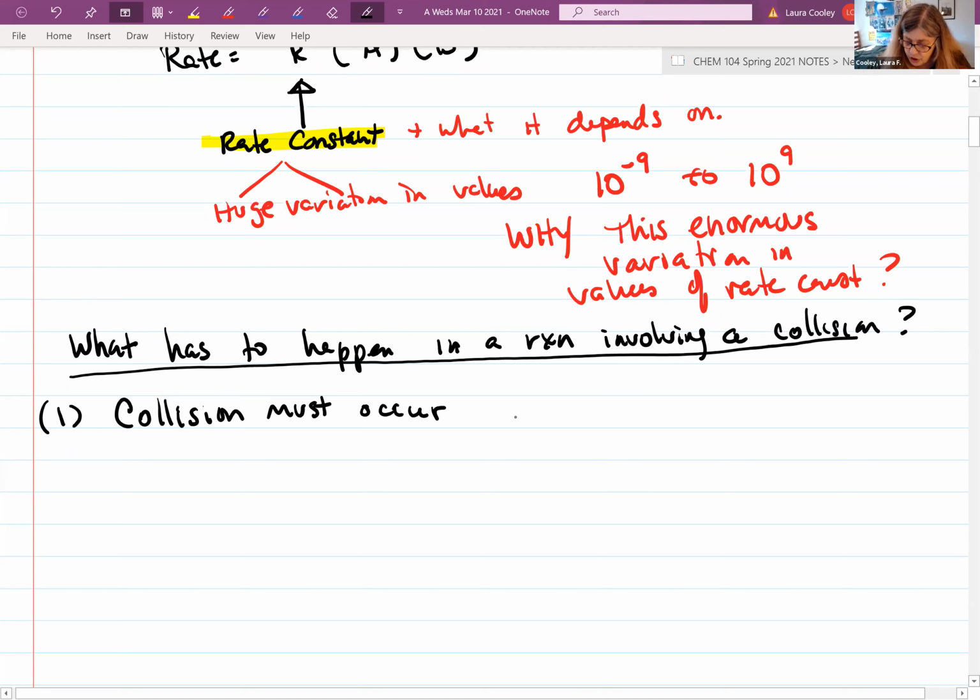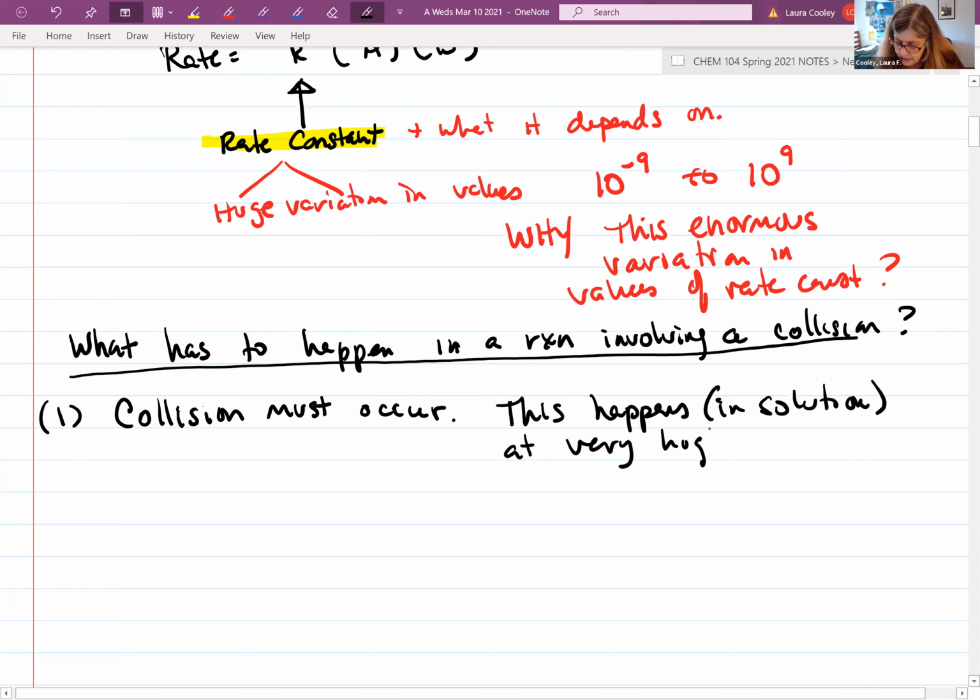Well, collisions occur all the time. When you have one mole or half a mole of different molecules in a solution, they collide a lot. So collisions occur, and I'm really talking about in solution, at very high frequencies.